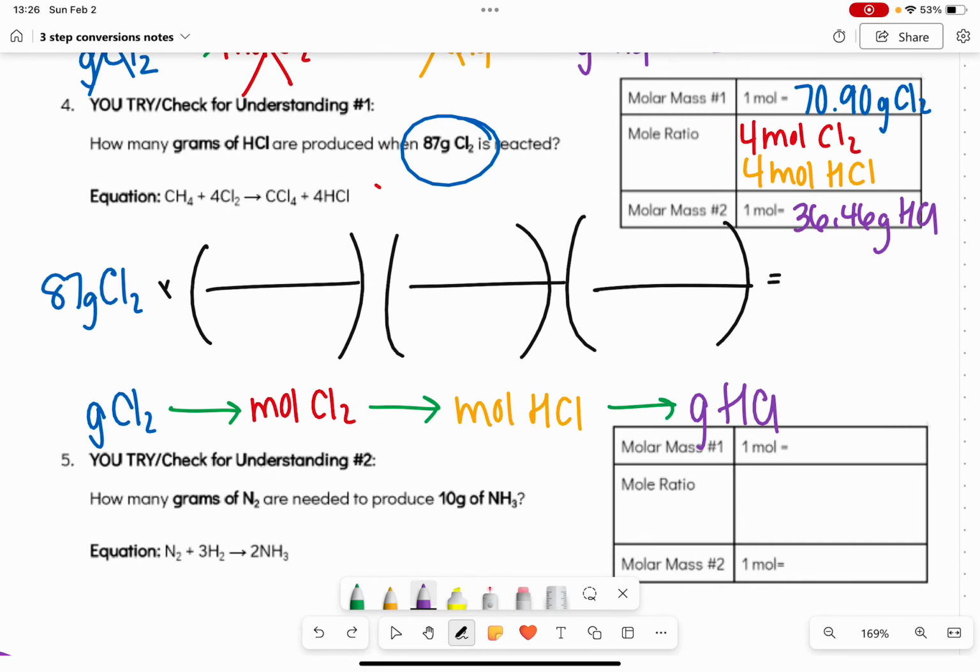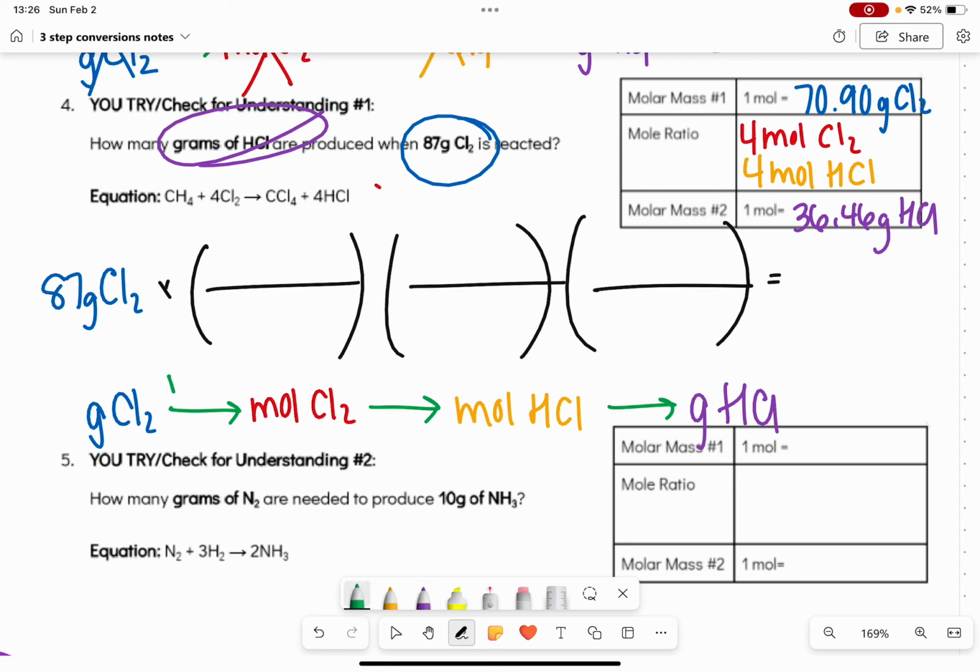In this video, I'm going to show you how to solve number 4, the check for understanding number 1. So how many grams of HCl are produced when 87 grams of Cl2 are reacted? So 87 grams of Cl2 is our given, and we want to find grams of HCl. So it needs to be 3 conversions.